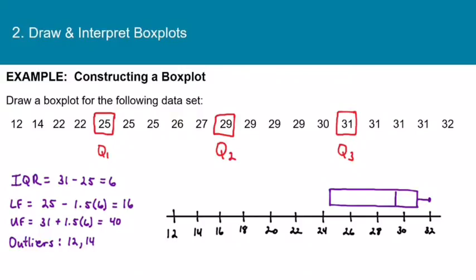Now the lower whisker can only go down to the largest value that's still inside the fence. And remember, the fence is going to go at 16. So the largest value that's still inside the fence is 22. Let's draw our lower whisker down to 22, and then we'll put our lower fence at 16. And then we have outliers at both 12 and 14. And there is our box plot for this data set.